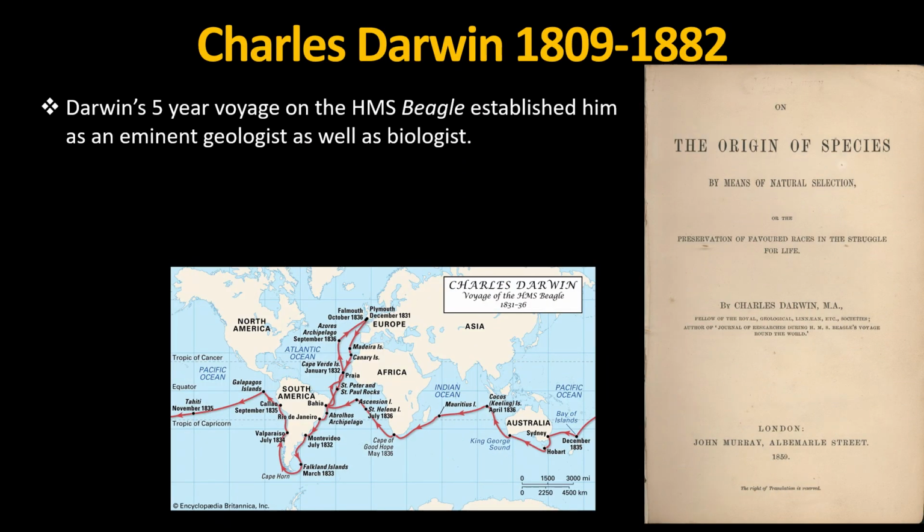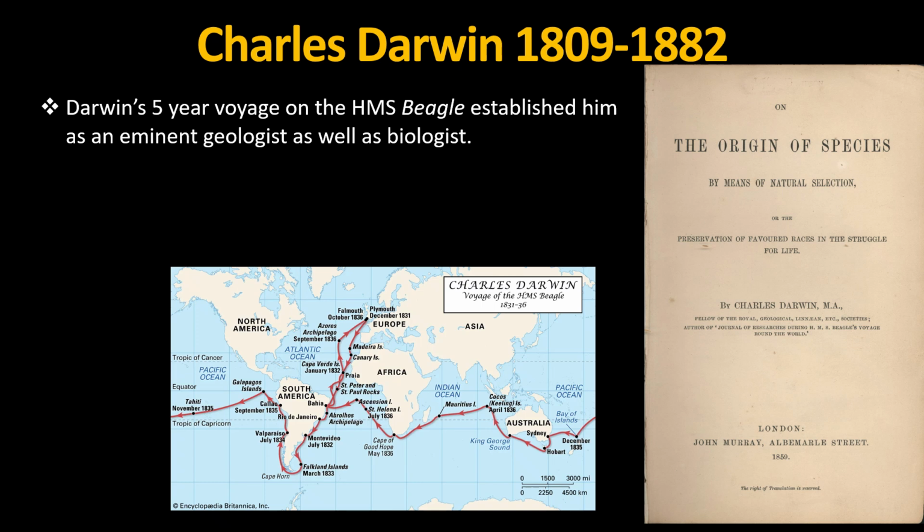Darwin's 5-year voyage on the HMS Beagle established him as an eminent geologist as well as biologist. While renowned as a biologist for his theory of evolution, Charles Darwin was also a geologist who in his early career studied geological formations during his nearly 5-year world voyage on the HMS Beagle, making extensive observations that often overshadowed his biological notes. Darwin's geological work critically influenced his understanding of geological processes and the immense timescales they required.